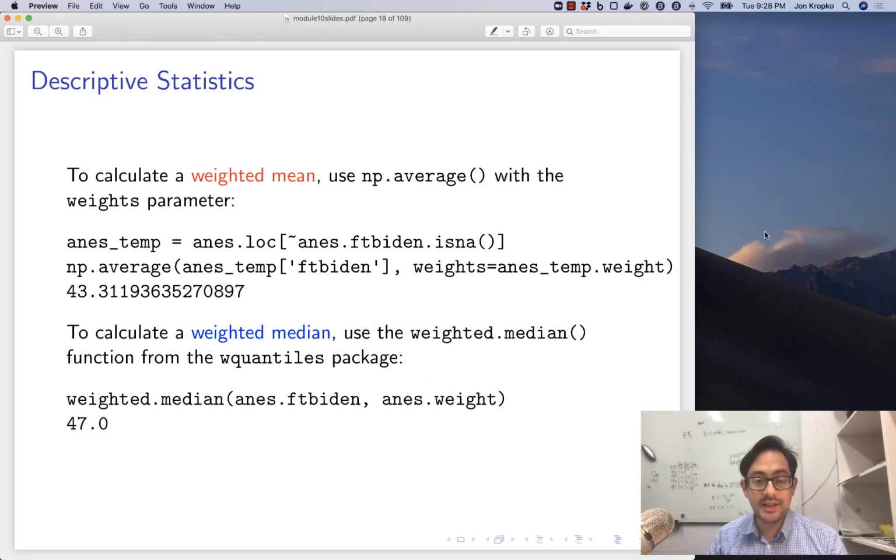If we wanted to take a weighted median, then what we have to use is the wquantiles package. It's a separate package. Then we could use the weighted.median function from that package, and it gives us the weighted median, 47 in this case.